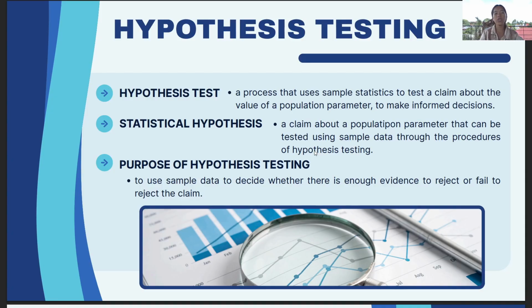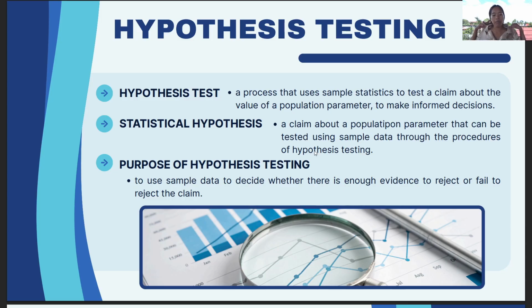So now let's go down to hypothesis testing. Hypothesis testing is a process that uses sample statistics to test a claim about the value of a population parameter to make an informed decision. A statistical hypothesis is a claim about a population parameter that can be tested using sample data through the procedures of hypothesis testing. So what is the purpose of hypothesis testing?